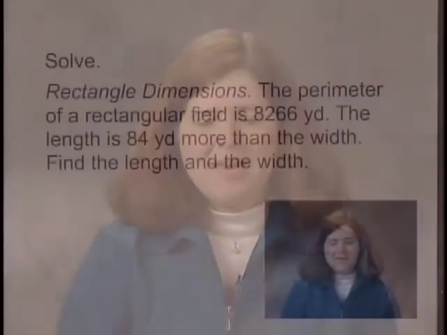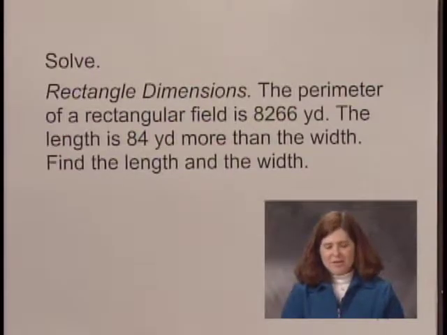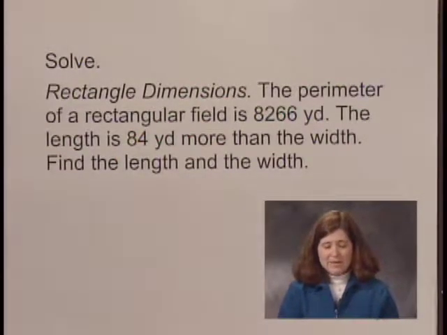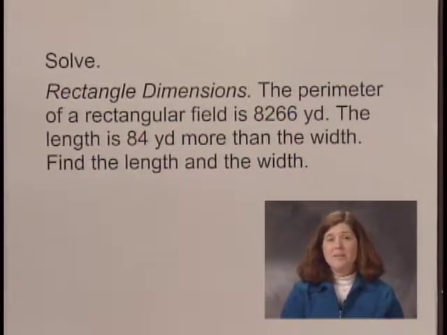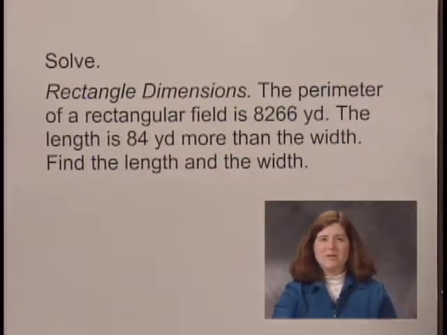This problem deals with rectangle dimensions. The perimeter of a rectangular field is 8,266 yards. The length is 84 yards more than the width. We're asked to find the length and the width. We'll solve this problem using our 5-step problem-solving process.